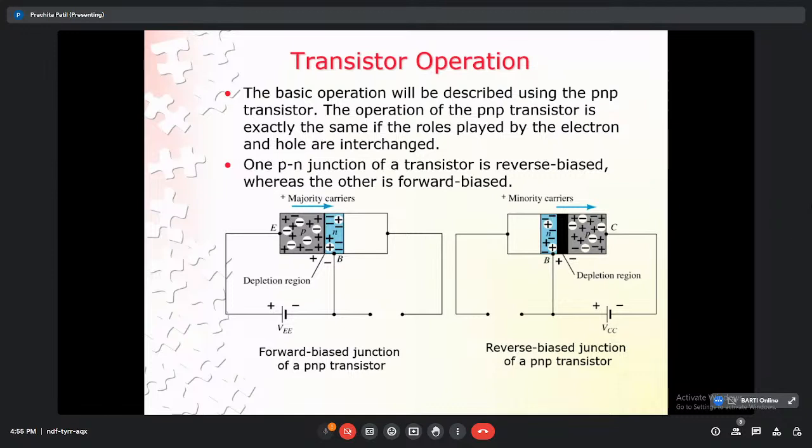One PN junction of a transistor is reverse biased, whereas the other is forward biased. Here you can see how recombination takes place. This is the depletion region, where you can see negative charges and positive charges, meaning electrons and holes are getting recombined. Here holes are the majority charge carriers. This is the forward biased junction of a PNP transistor, and this is the reverse biased junction. Here you can see how the recombination region is formed, and how recombination of the majority and minority charges takes place.